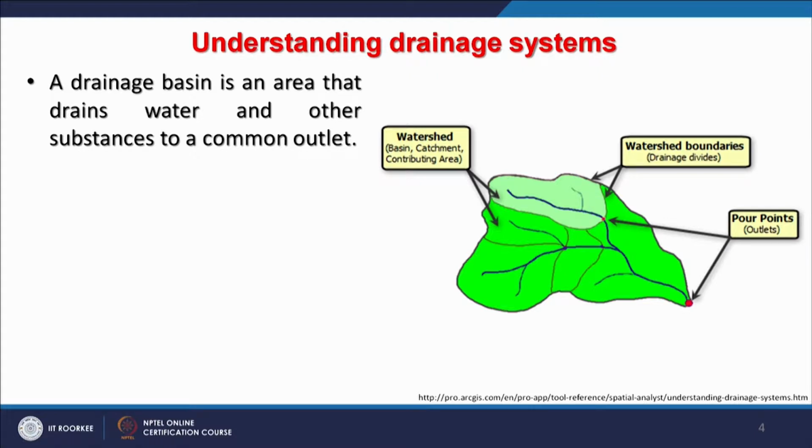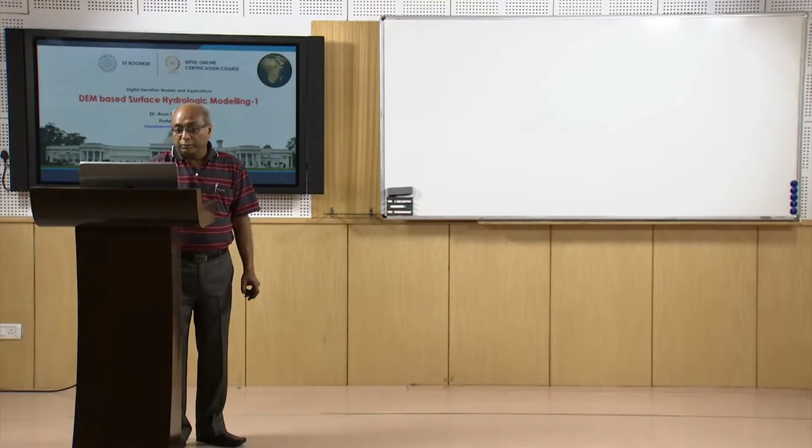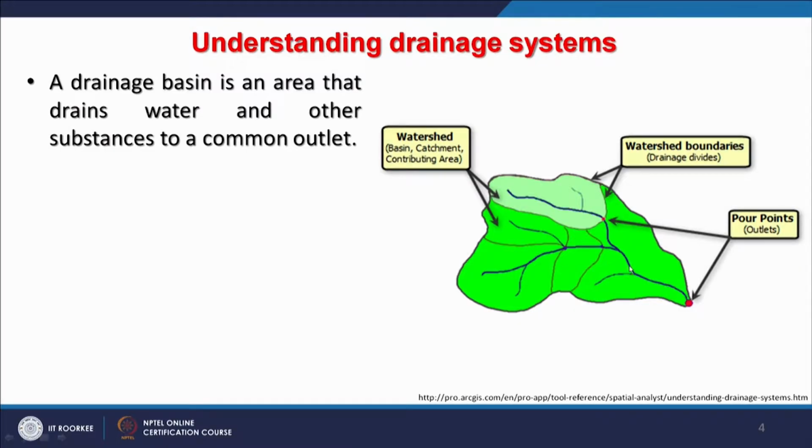Basically, water will always flow through the low elevation areas surrounding, maybe you may have higher areas, but water will flow always through the low elevation areas and to further low elevation areas, and therefore it will create a track, and this is what we call a drainage network.